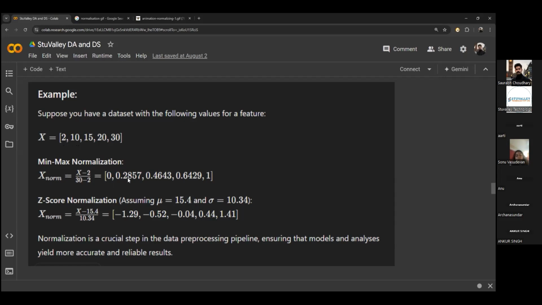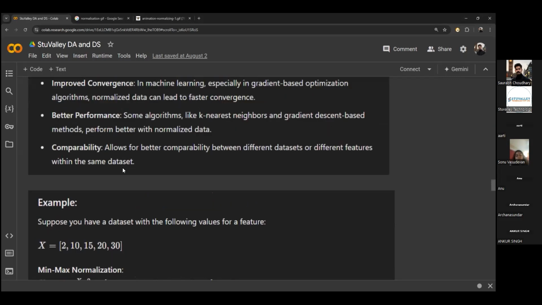Students, subtract this. Are you really getting this? Confirm once. 10 minus 2 upon 28. Yes, yes. 0.28 is the correct answer. The same will happen. You will get 0.46 when you get 15. Okay, this is how you can do it with the process of min max.